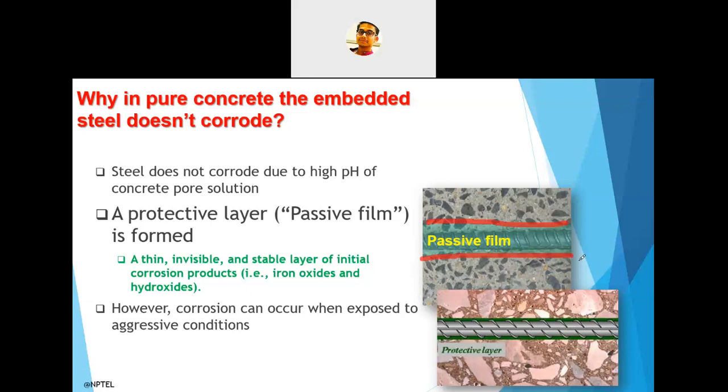So here the main thing is that due to this passive film, we can use steel in concrete, and this passive film is helping the steel bar protect itself from getting corroded. To initiate corrosion, we have to destroy it. So what are the things that destroy this passive film? We'll see all these things in the next slide.